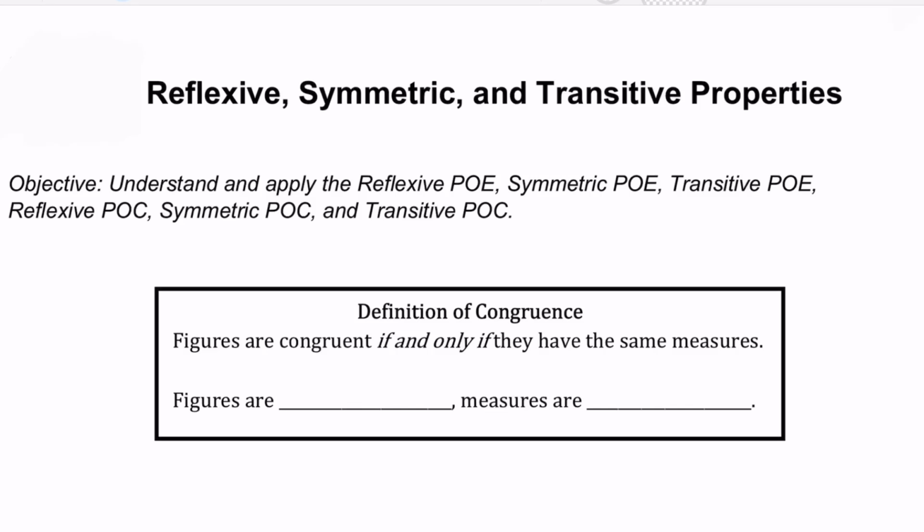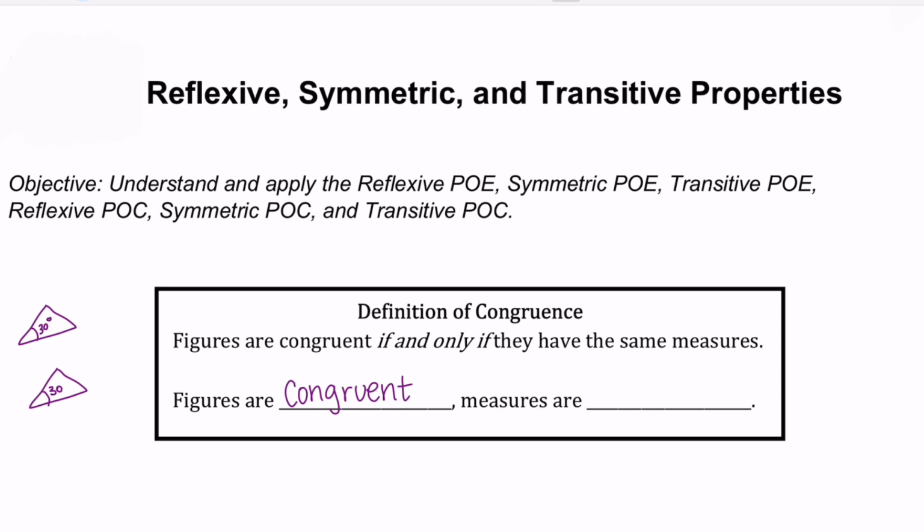Today we're looking at the reflexive, symmetric, and transitive properties of both figures and measures of angles. Figures: if I have two triangles that are exactly the same, I'm going to copy and paste this so that we have two triangles that are exactly the same. They are considered congruent. They are congruent triangles.